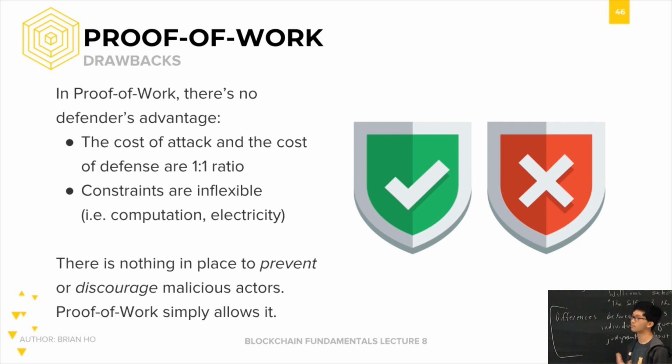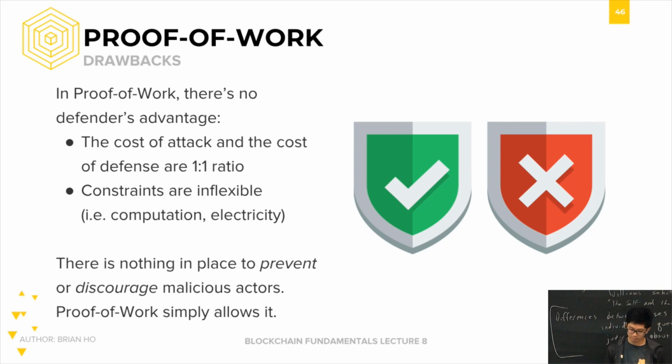And so in proof of work, there's no defender's advantage. The cost of attacking and the cost of defending is essentially 1-to-1. There's no benefit to being on the attacking or the defending side because we haven't designed incentives to account for that type of situation. And so constraints are really inflexible. We're dealing with real world things like computation and electricity. And so there's really nothing in place in proof of work that prevents malicious actions, and proof of work just simply allows it.